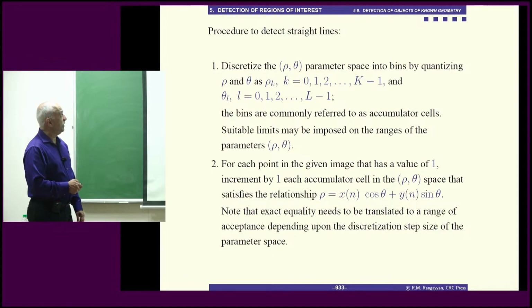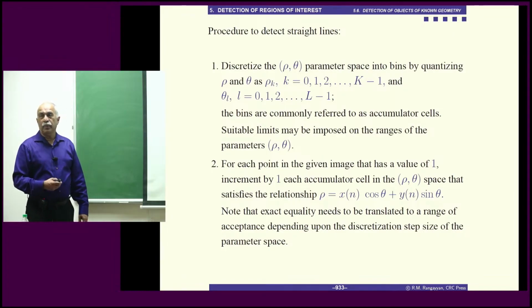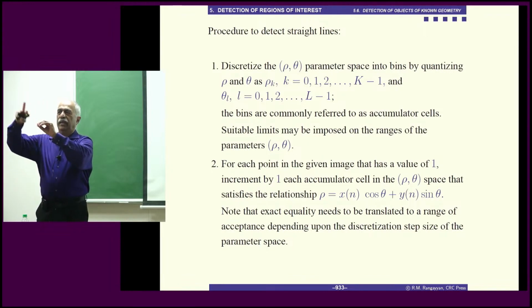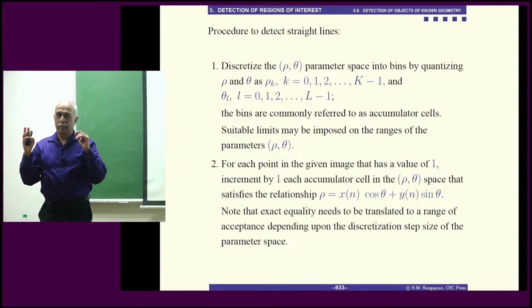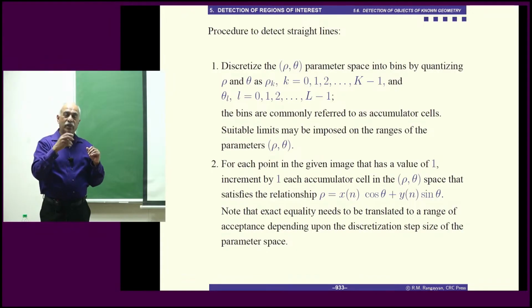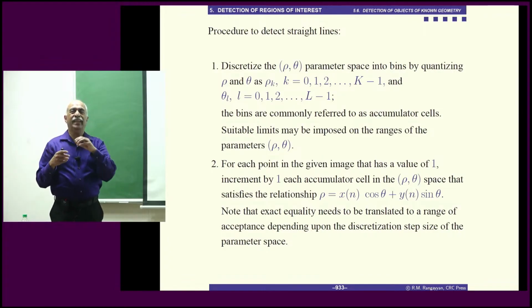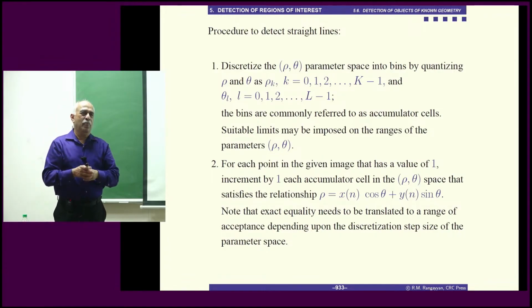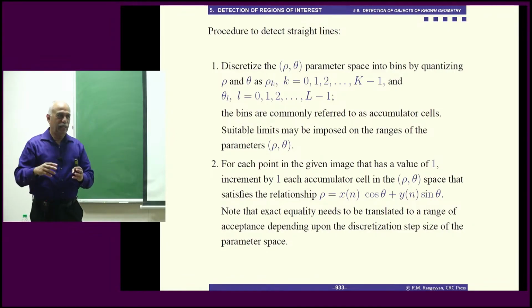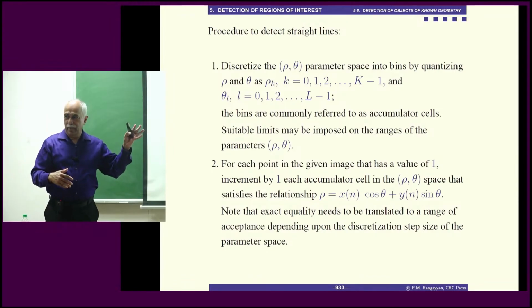So the procedure is to discretize the rho theta space. Rho, if you take the origin to be the center of the image, could be from 0 to the half diagonal of the image. Theta then depends on how you define rho. Theta could be 0 to 2 pi, 360 degrees, or 0 to 180 if you allow rho to be positive and negative. Rho is distance, so it cannot be negative, but if you say that below the x-axis it is negative, then you can use the same equation. I did it that way.